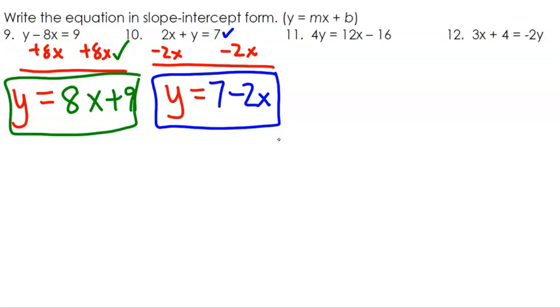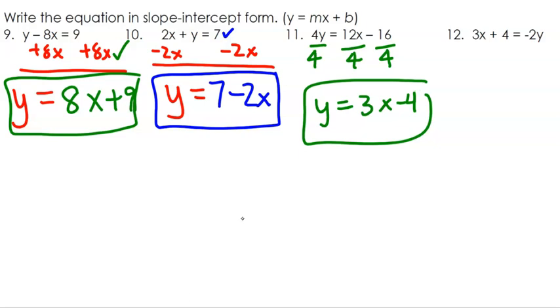For question number 11, I don't have a constant or a second term, I just have a coefficient. And you clear a coefficient by using the division property of equality, giving us y equals 3x minus 4.